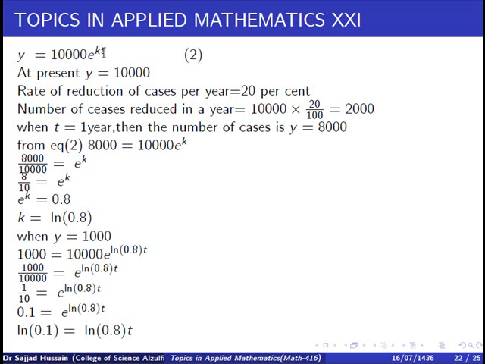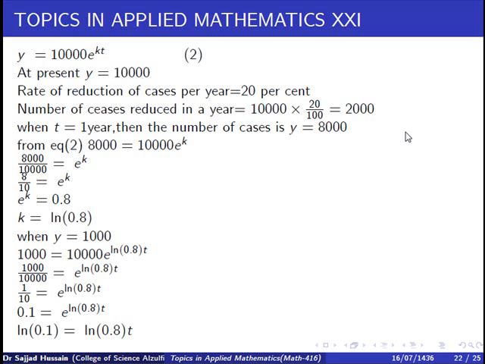Now the next condition is that the rate of reduction of the cases per year is 20%. Every year, 20% of the cases of the disease are reduced. The number of cases reduced in a year is equal to 10,000 multiplied by 20 over 100, that is 2,000.